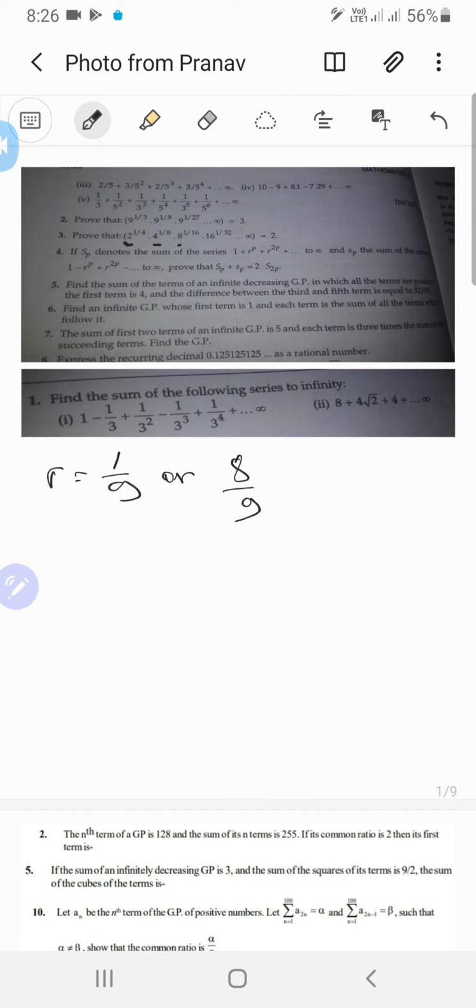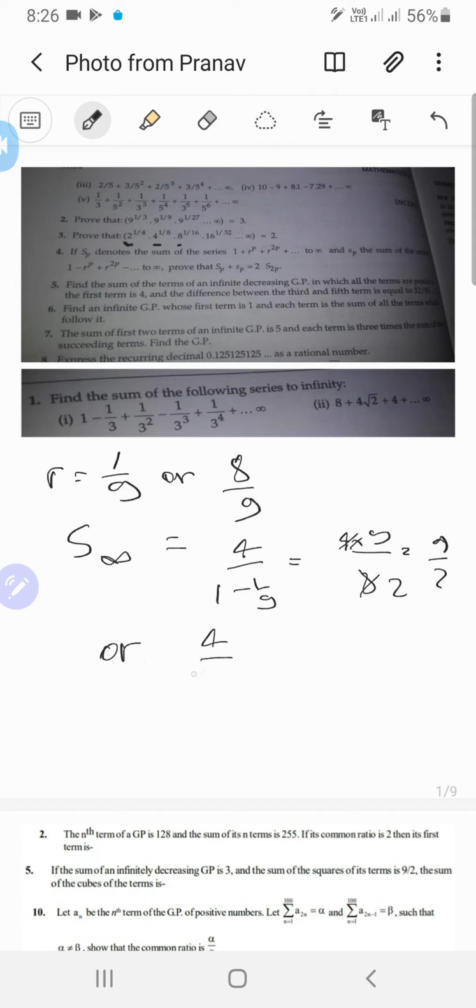So the sum of the infinite series is going to be equal to a upon 1 minus r, where a is 4. Suppose r is 1 by 9, then 1 minus 1 by 9 is 8 by 9, so 4 into 9 upon 8, that's 9 by 2. Or it could be 8 by 9, so 4 upon 1 minus 8 by 9, that's 9 minus 8, which is 1, so 9 into 4, which is 36.